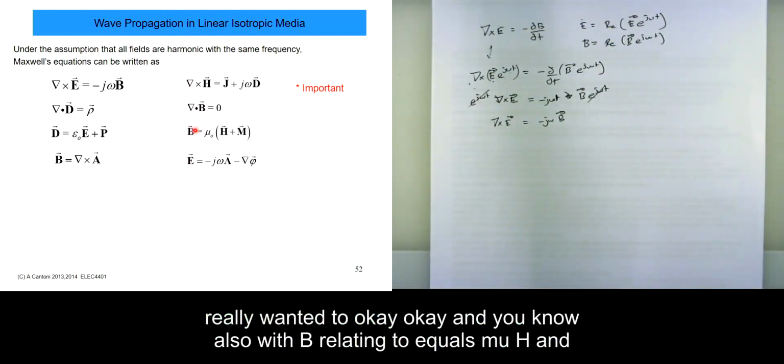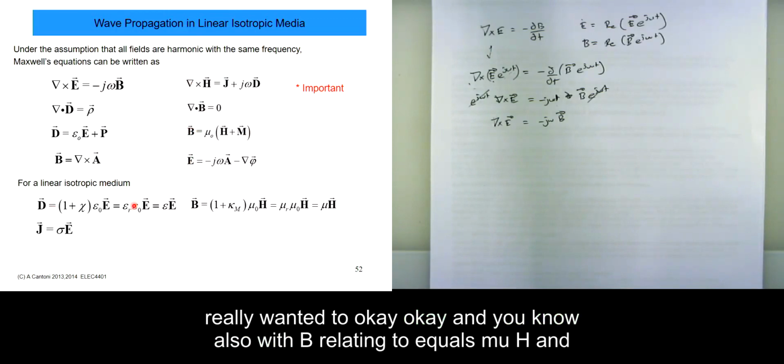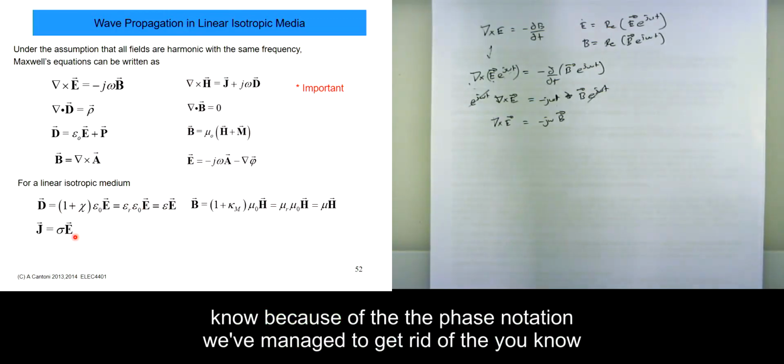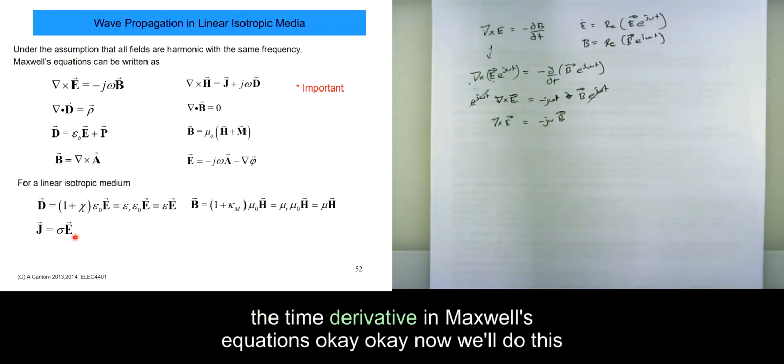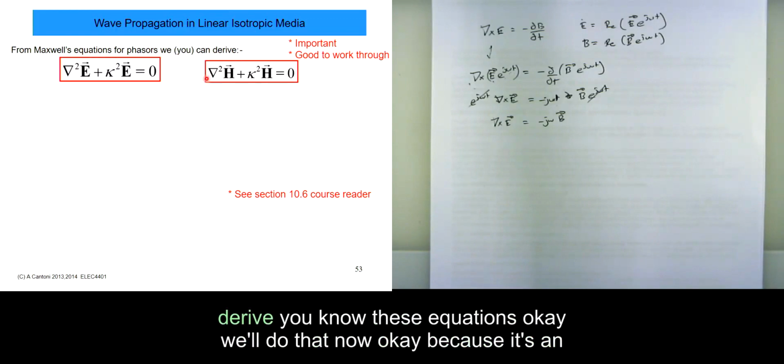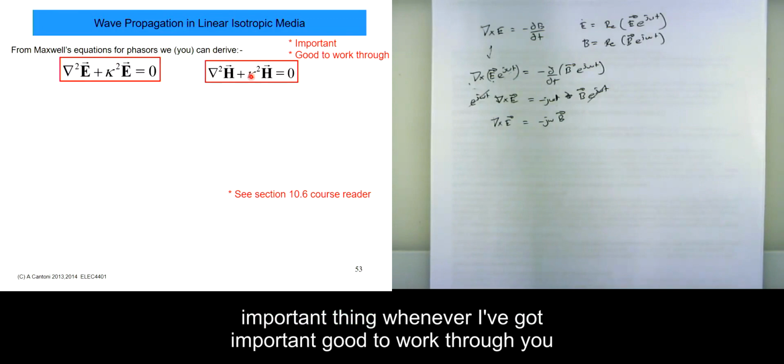Also with B relating to H by B equals mu H, D equals epsilon E, and J equals sigma E, to bring in materials. Because of the phasor notation, we managed to get rid of the time derivative in Maxwell's equations. Now we can actually show that from Maxwell's equations for phasors, we can derive these equations. We'll do that now, because it's an important thing. Whenever I've got something important that's good to work through, you should do it.